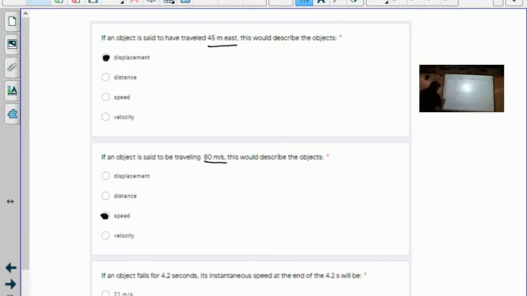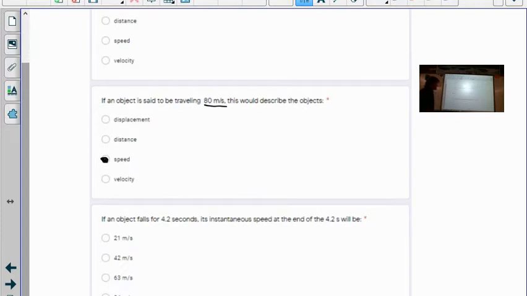An object falls for 4.2 seconds. Its instantaneous speed at the end of this 4.2 seconds will be, well, Vf equals Vi plus Gt. Its Vi is 0, so it's gravity times time. 4.2 times 10 is 42 meters per second.